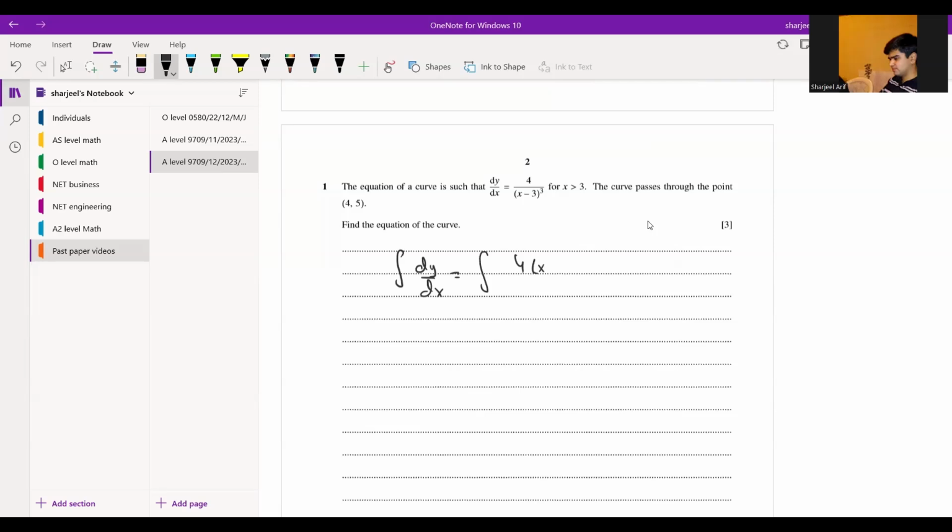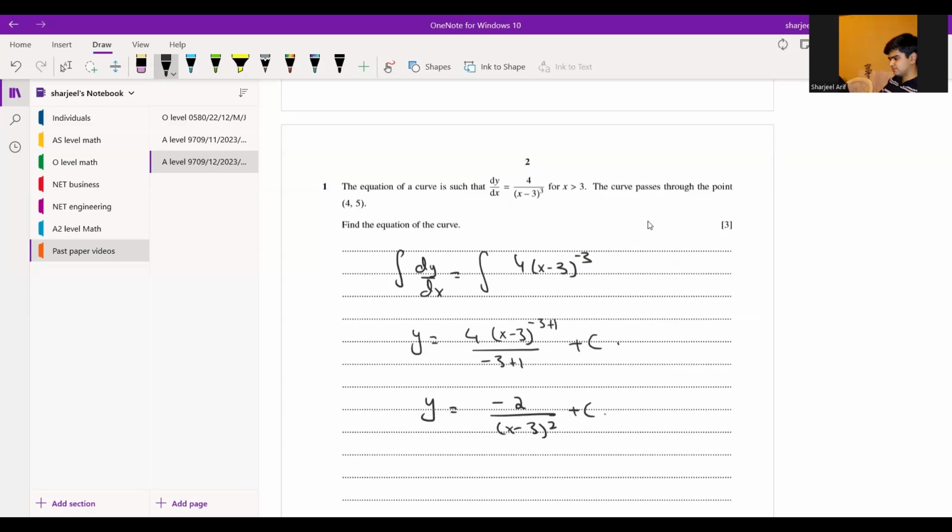We will write it in the numerator. So this will become y equals 4 into (x minus 3) power minus 3 plus 1, divided by minus 3 plus 1, plus c. So this will become minus 2 over (x minus 3) whole square plus c.